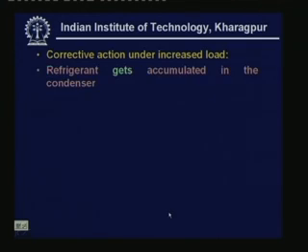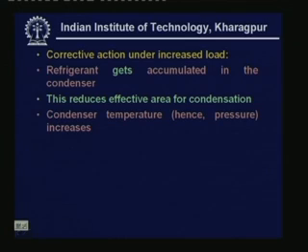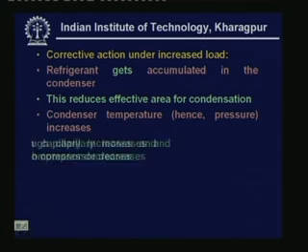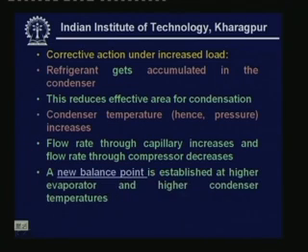Refrigerant gets accumulated in the condenser, because the evaporator starves. Once refrigerant gets accumulated in the condenser, effective area for condensation reduces. As a result, condenser temperature and pressure increase. Once the condenser temperature and pressure increase, flow rate through the capillary increases and flow rate through the compressor decreases. So this is the corrective action. And a new balance point is established at higher evaporator and higher condenser temperatures. So, let me show this.